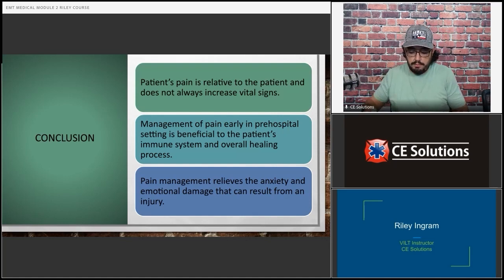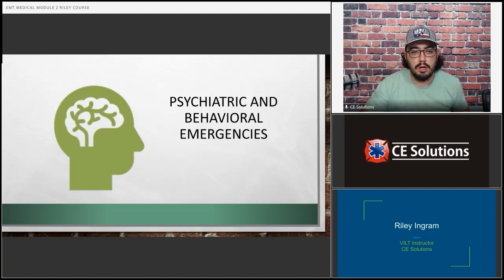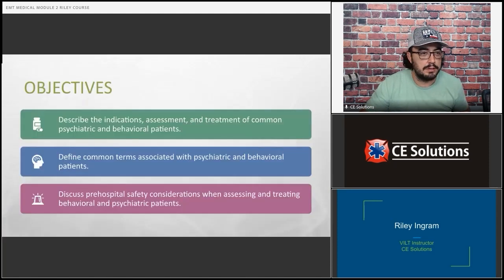Cool. We will move right along to the next one, which is going to be our psychiatric and behavioral emergencies. All right. So I've got a case study for this too, but let's hit some objectives real quick. This one, we are going to describe the indications, assessment, and treatment of common psychiatric and behavioral patients. We're going to find common terms associated with psychiatric and behavioral patients. And we're going to discuss pre-hospital safety considerations when assessing and treating behavioral and psychiatric patients.